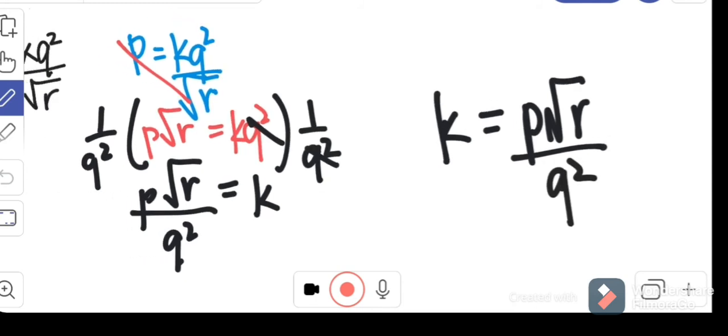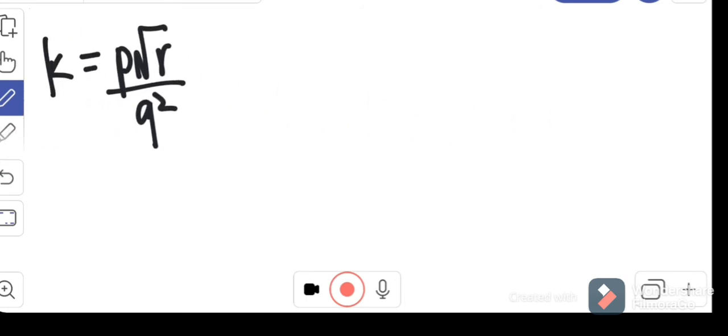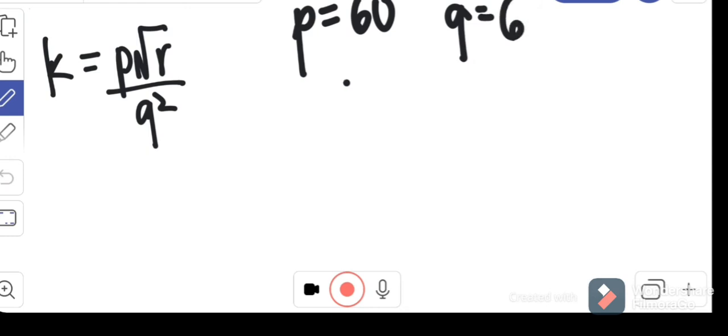Okay, then let us solve for k by taking the variables and its values. So we have P is equal to 60, Q is equal to 6, R is equal to 81.